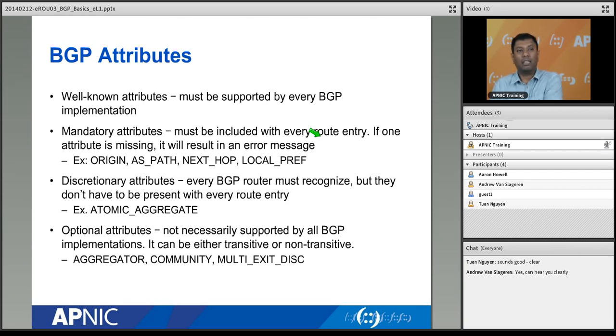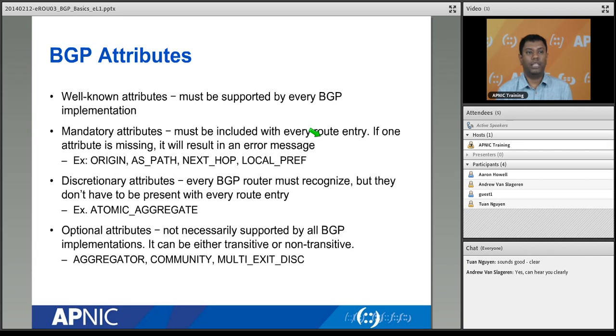So all those attributes that we have in BGP are classified into a number of classes. So for example, well-known attributes and mandatory attributes. Well-known attributes are something that must be supported by every BGP implementation. That's what we call a well-known attribute. So for example, your origin, your AS path. So those well-known attributes, some of them are called mandatory, and some of them are discretionary.